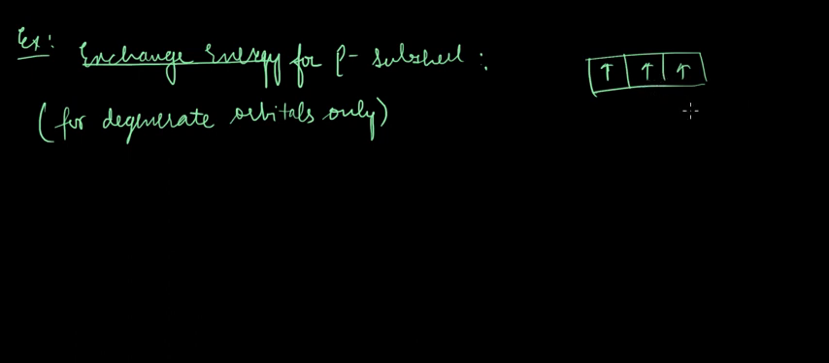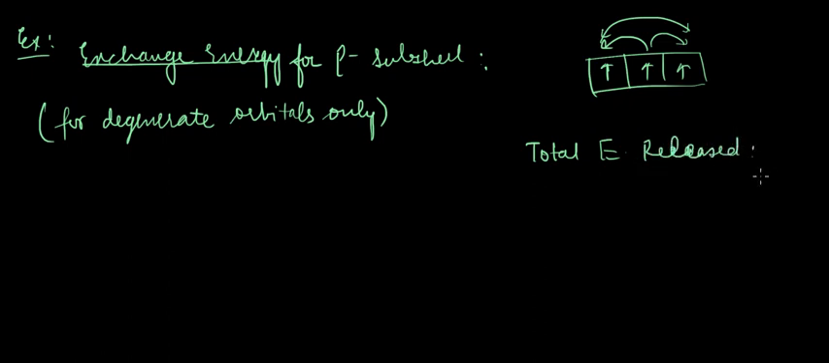Okay, so what will happen is the exchange energy is defined as the shifting of an electron from one of the p orbitals to another p orbital. So in this case the total energy released because of exchange between the electrons in different orbitals of the p subshell would be minus 3E, where E is the energy released for one exchange.